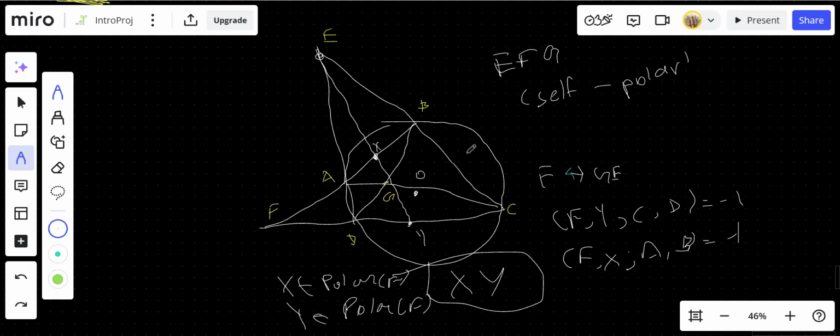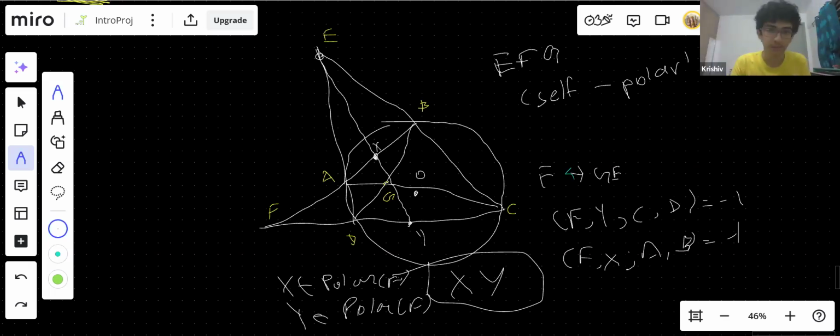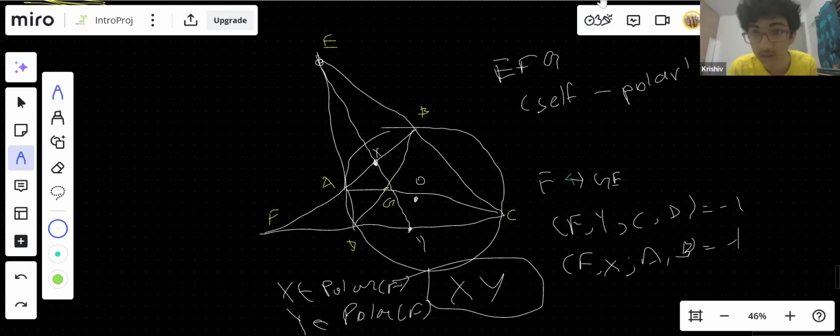Sorry, EF is the polar of G and F is the polar of GE, which is amazing. So we are done. So yeah, O is the orthocenter of EFG. Very cool.